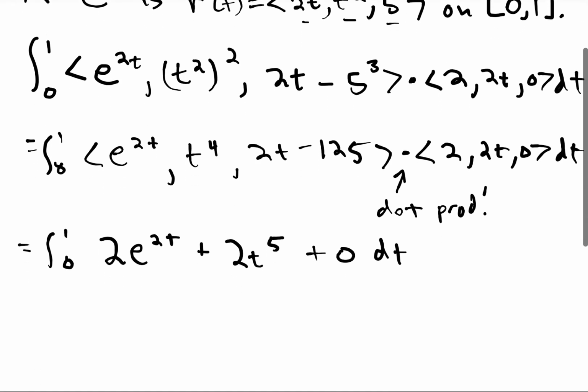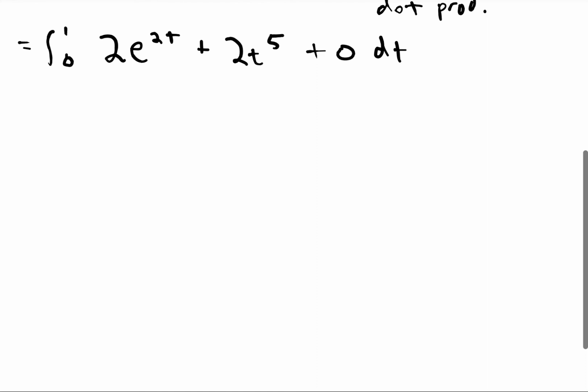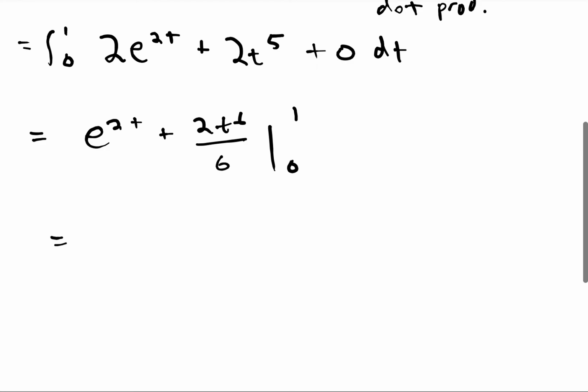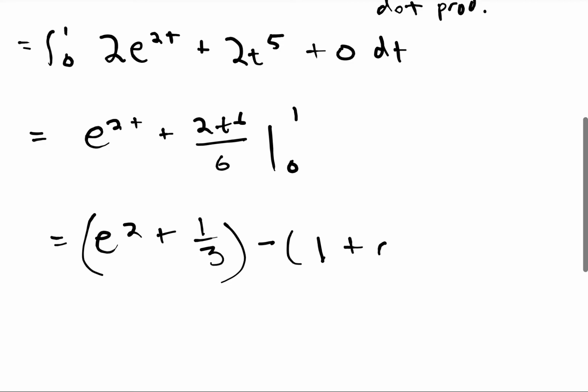Okay? So, ultimately here, I'm boiling this thing down to a single variable integral. I'm going to get e to the 2t plus 2t to the 6th over 6, evaluated between 0 and 1. Or we'll get e squared plus 1/3 minus what happens when I substitute in 0. This is going to be 1 plus 0 here. Ultimately, I get e squared minus 2/3.